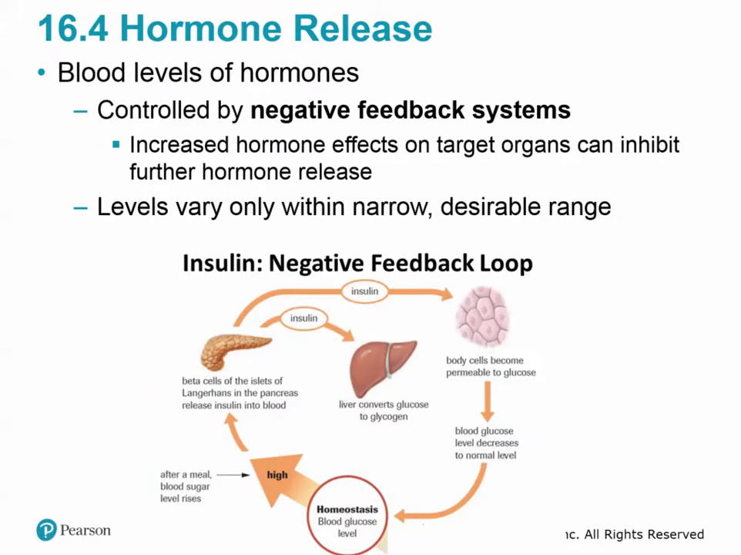So the control of hormone release is going to be regulated by what's called a negative feedback system. So essentially, once the hormone has done its job and we don't need it anymore, we go back to the source and turn it off. Right? So an increased hormone effect on the target organ can inhibit further hormone release. Right? So just like everything in the body, we have very narrow homeostatic ranges for certain body functions. So if we go outside of that range, we start this process of a negative feedback loop.